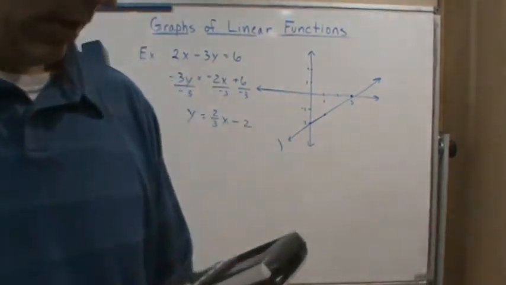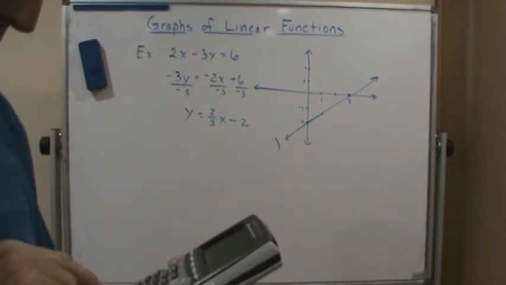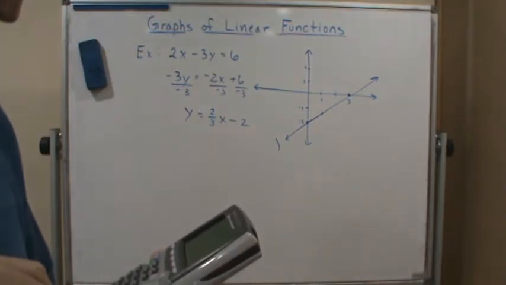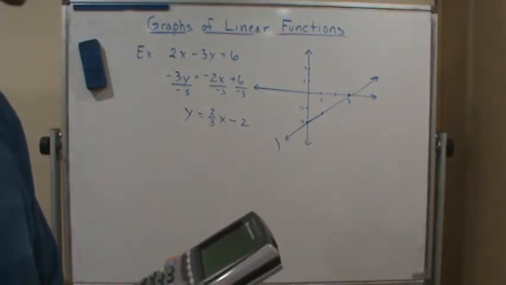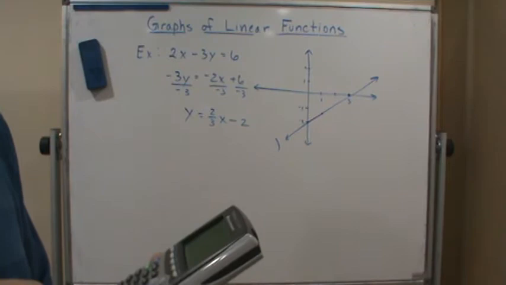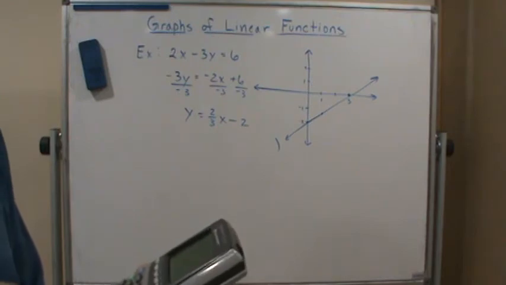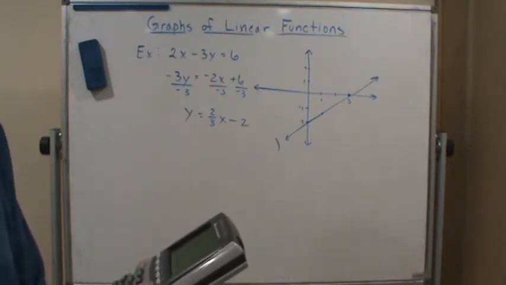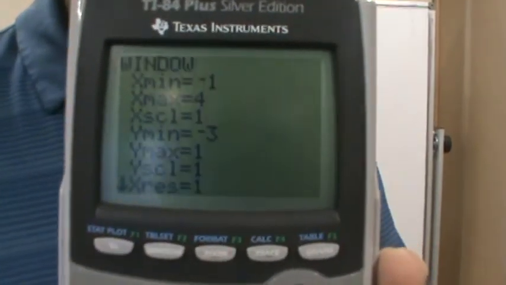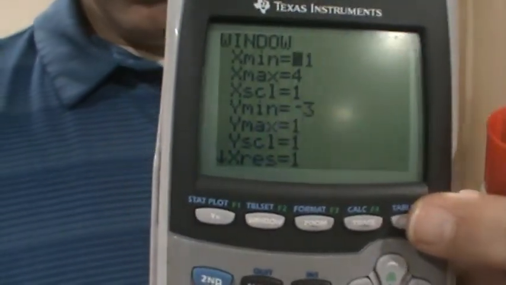So let's do that. I'm going to set my x minimum value to negative 1, and my maximum value to 4. I'm not going to mess with the scale. Then my y minimum is going to be negative 3, and my y maximum I will put at positive 1. Okay, so that's what I have. And now I'm going to push graph again and watch what happens.